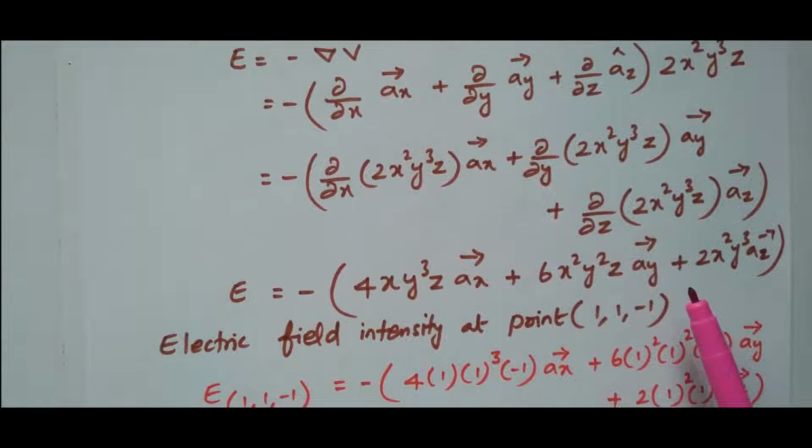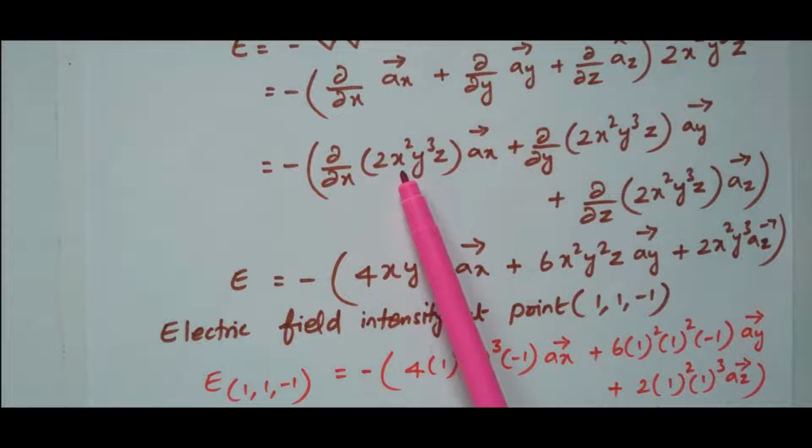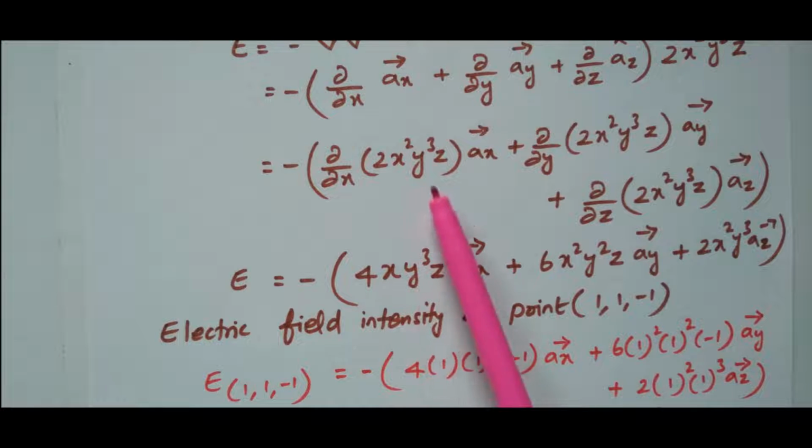Right? So while differentiating, what we are getting? Dou by dou x, so the x square. Differentiation of x square is 2x. Already 2 is there, so that it is 4x y cube z. Right? This y cube z is written as it is.